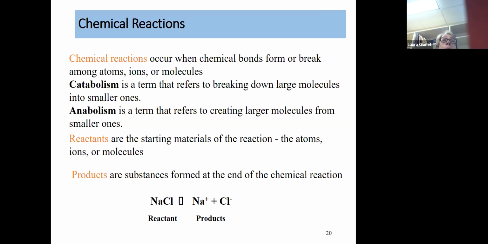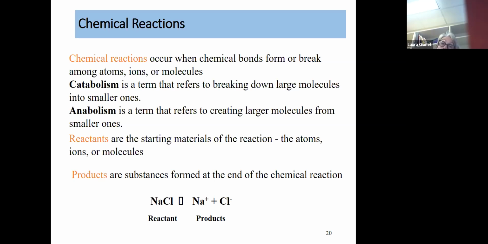Okay, so then we're going to look at chemical reactions. Chemical reactions occur when chemical bonds form or break among atoms, ions, or molecules. The general categories are either catabolic or anabolic. Catabolism means to break down something, so you're taking a large molecule and breaking it down into smaller ones. And anabolism means that you're taking smaller molecules and, even if it's just two, linking them together to form a larger one. So, I always think of anabolic steroids, to build up muscle mass. Catabolism means to break down. Anabolism means to build up. Start with small things and put them together for larger ones.